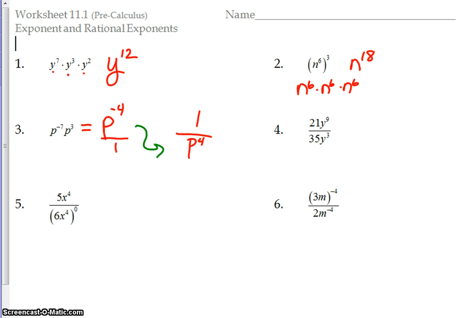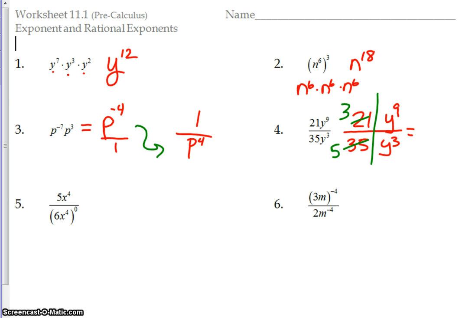In number 4, I think of my different bases as having a barrier. You deal with them separately. So in my head I see 21 over 35 that I need to reduce. I divide both the numerator and denominator by 7. And so I got 3 over 5 there. And then I see the y to the 9th over y to the 3rd as a separate problem.